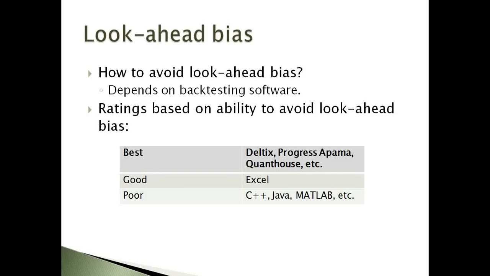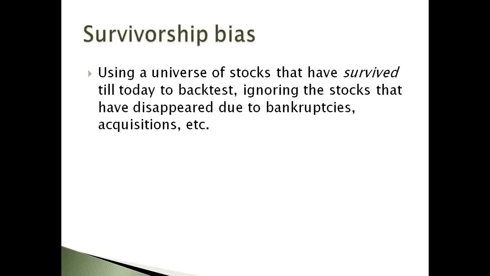But the software that is most poor in this respect is, of course, the traditional languages like C++, Java, or even MATLAB, because they are essentially procedural languages. You can feed in anything you want. There's no sense of time or row number to it. So they are kind of dangerous, and you have to be really careful when you use these languages to backtest a strategy.